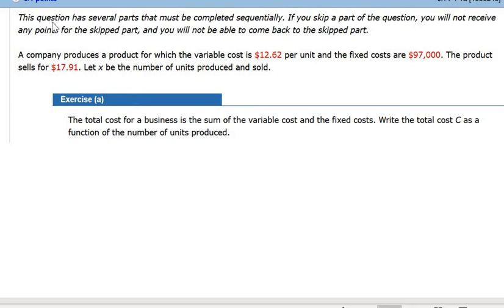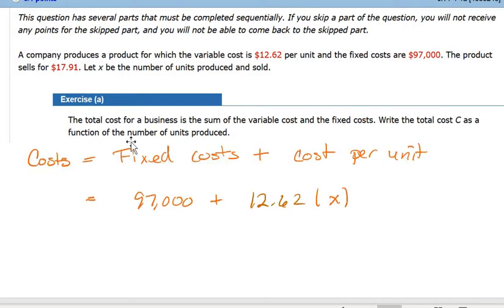This one's a little messy. They give you some information about a company that's producing a product. They're going to produce and sell X numbers of products, and they want you to write down formulas for what that expression looks like. So you're not actually solving anything. You're writing down formulas for maybe a company that's trying to sell X products.